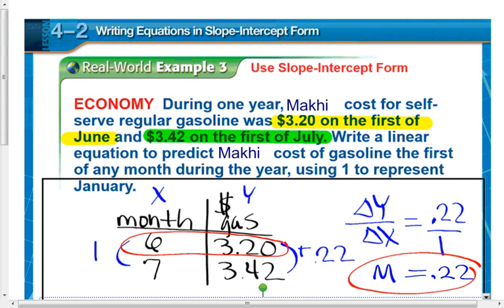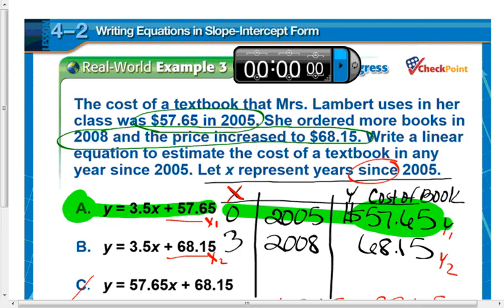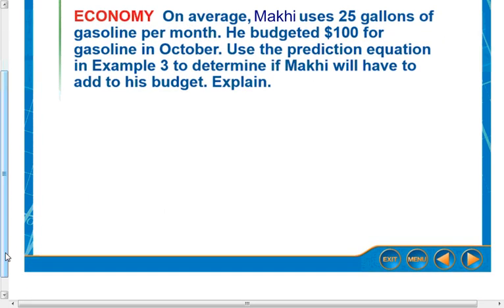Okay, our final equation ended up being y equals 0.22x plus $1.88. So I'm going to bring that over here. And really in your notes, the M, the B, none of that really applies. So just write all over that, okay? We're going to write y equals 0.22x plus $1.88.